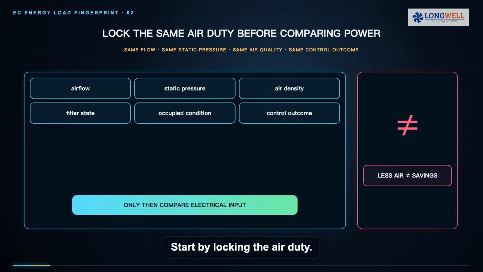Start by locking the air duty. The baseline and EC option must deliver the same airflow at the same static pressure, air density, filter condition, and occupied operating state. If the replacement simply moves less air, the lower power is not a valid energy efficiency saving.